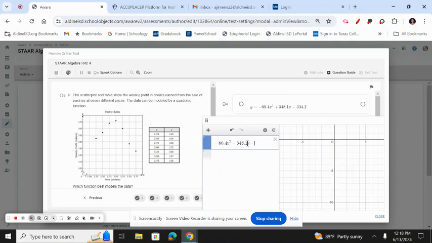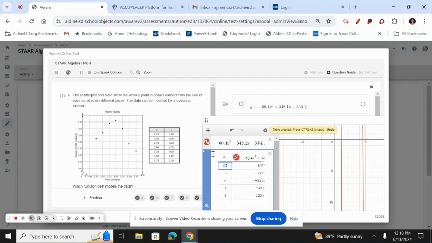348.1x minus 334.2. Right, we have a graph. We're going to go to the settings and the table, and we're going to put in 2.25. That is close to 143. Let's see if the rest of the numbers are close as well. Because remember, this says the best model, so it doesn't mean that it's going to be accurate. It's the one that's going to be closest. 158, 166, that's close. 3.